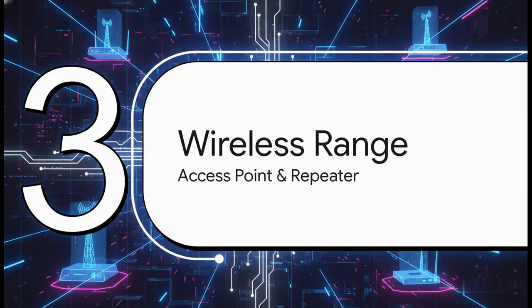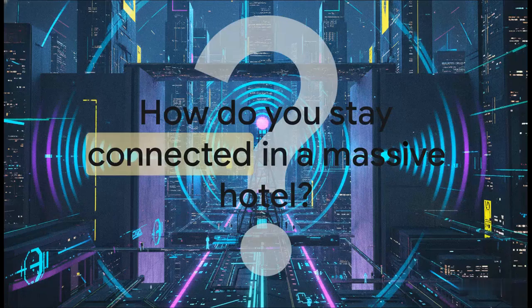Let's move into the airspace now with Section 3, expanding wireless range. We're looking at the access point and the repeater. Since most of our devices today tether to the network wirelessly, think about this for a second. How do you actually stay connected while walking down the endless corridors of a massive hotel or a hospital without your Wi-Fi constantly dropping and reconnecting? Because let's face it, a single standard router is absolutely not pushing a signal through dozens of thick concrete walls.